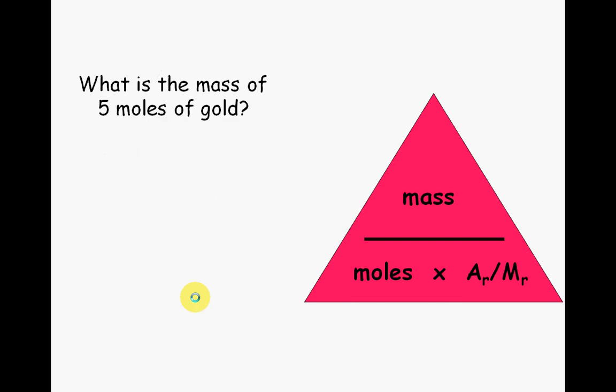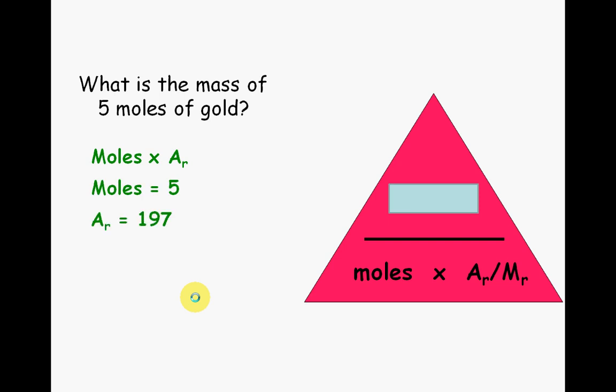What is the mass of 5 moles of gold? So you cover up mass, that's what you're trying to find out. So the equation is moles times Ar. We get the number of moles from the question, the Ar from your periodic table. You put it into the equation, and the answer is 985 grams.